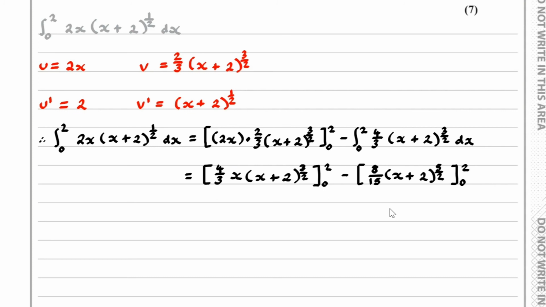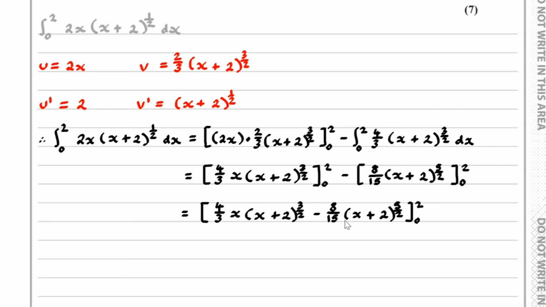And now I need to work this out. Well, before that, we can write this as one entire sum. I've got 4/3 x times x plus 2 to the power of 3 over 2, subtract 8 over 15 times x plus 2 to the power of 5 over 2 between 0 and 2.